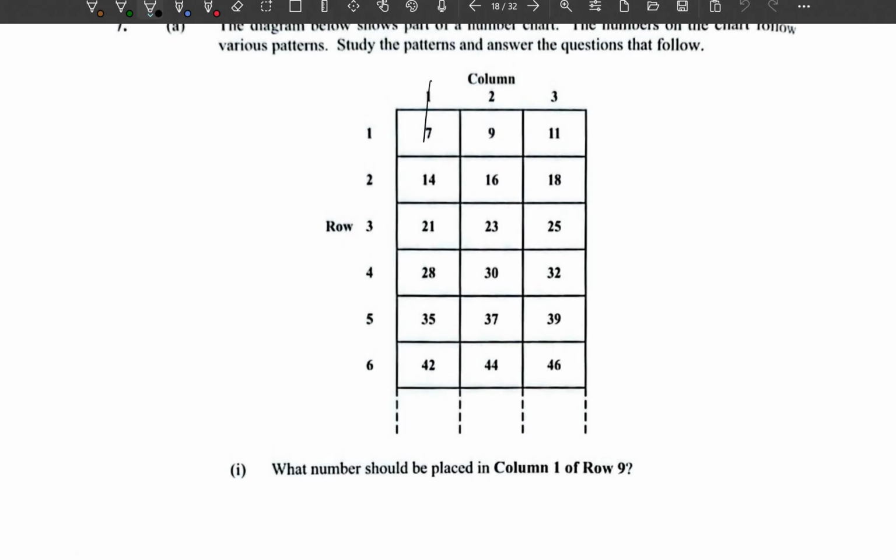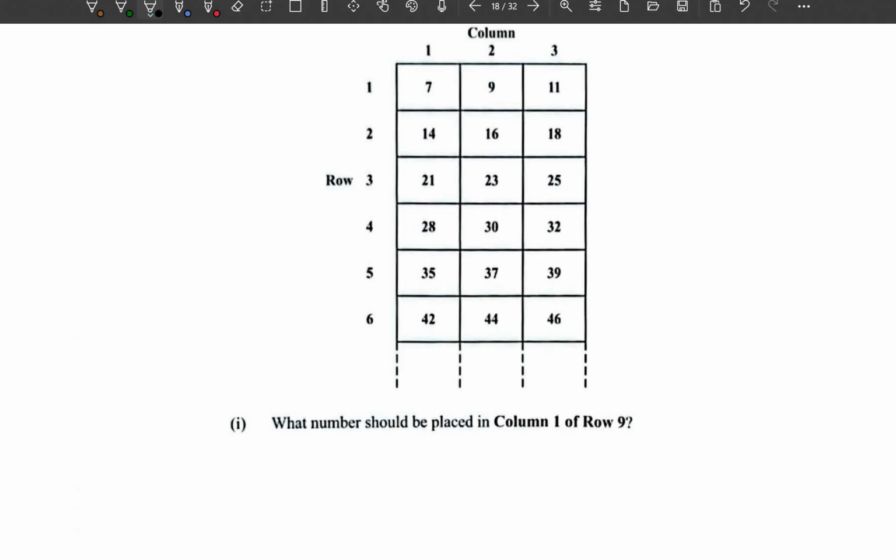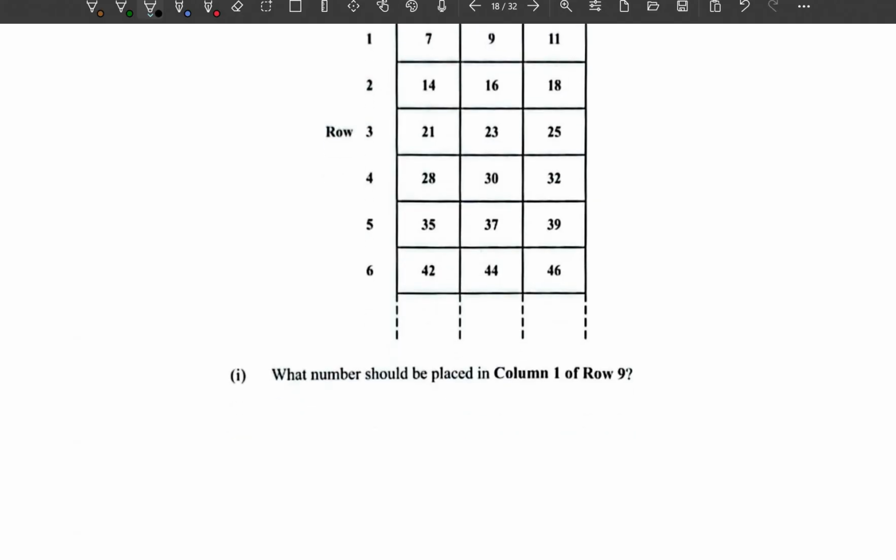So column 1 is going to be here, and row 9 would be then 6, 7, 8, 9. If we notice the pattern, we are increasing by 7 each time. So the 9th row of the first column would be 7 by 9. So 7 by 9 would be 63.